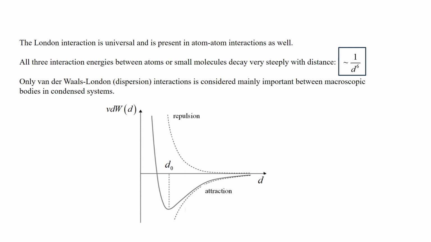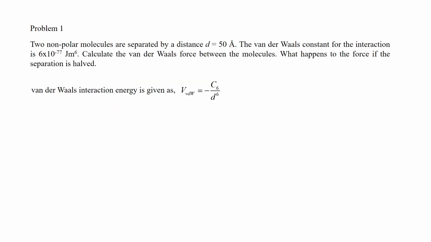It does not necessarily have to be polar. Even non-polar molecules, not having a permanent dipole moment, will also show this London van der Waals interaction, which is also called the dispersion interaction. So, it is 1 by d to the power 6.